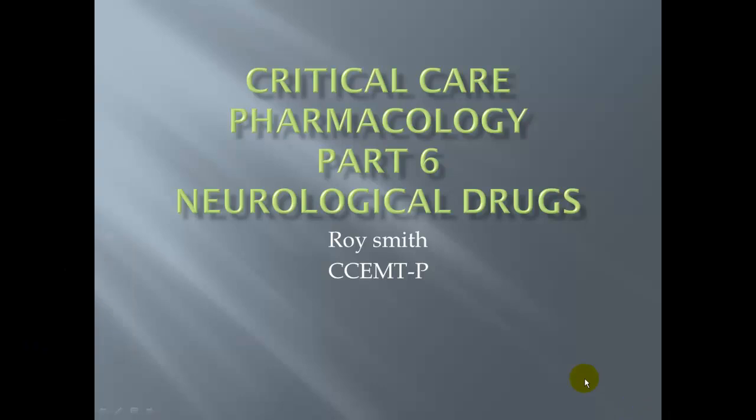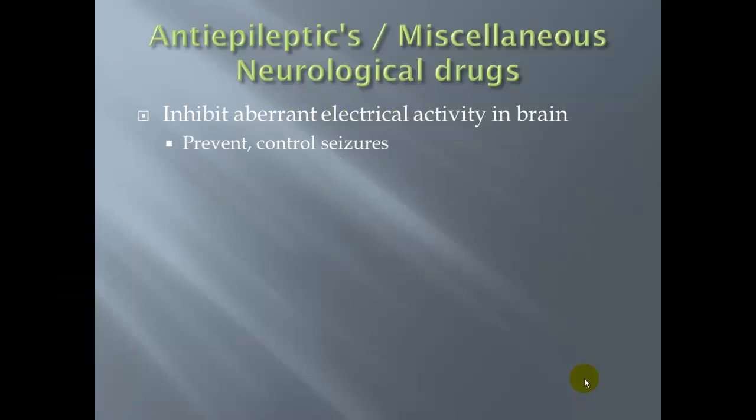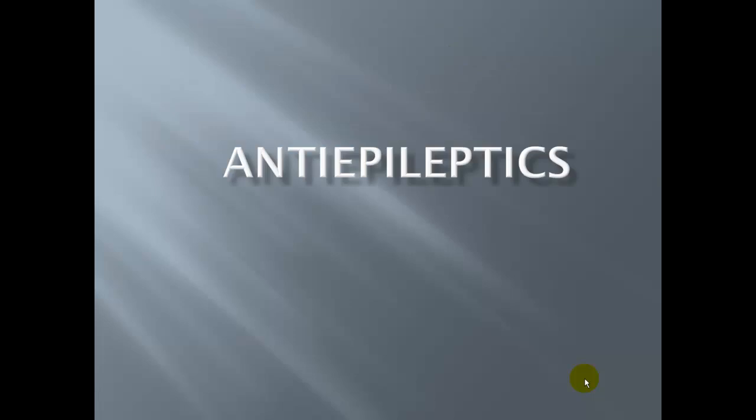This is going to be Critical Care Pharmacology, Part 6, Neurological Drugs. Anti-epileptics and miscellaneous neurological drugs is what we're going to cover in this section. The anti-epileptics pretty much inhibit aberrant electrical activity in the brain, and they do this to prevent or control seizures.